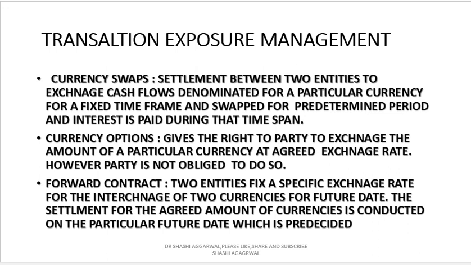Translation exposure is also managed through currency swaps, currency options and forward contracts. A swap is a settlement between two entities to exchange cash flows denominated in a particular currency for a fixed time frame, for a predetermined period, and interest is paid during that time span. Earlier I have explained this, so I'm just going to read it. A currency option gives the right to purchase and sell. In a forward contract, two entities fix a specific exchange rate for the interchange of two currencies on a future date. The settlement for the agreed amount of currency is conducted on a particular future date, which is predetermined.